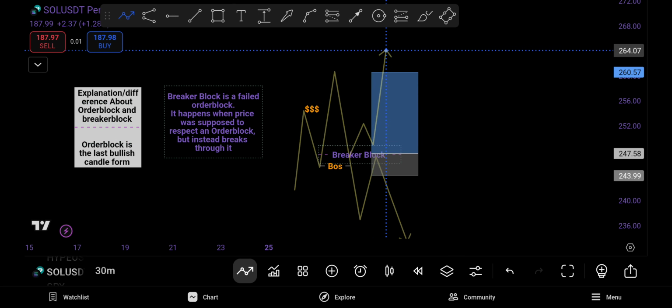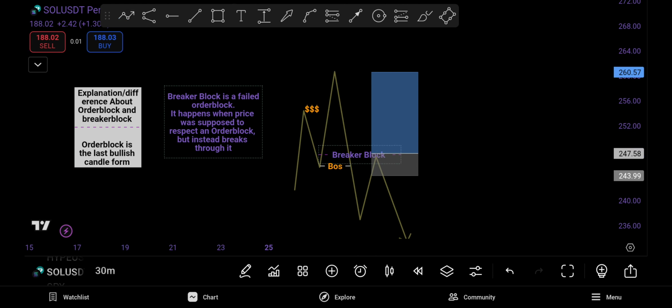Traders are trapped because institutions take their stop losses and flip their direction. What do I mean by it? Institutions take their stop losses and flip their direction. This is what I mean.